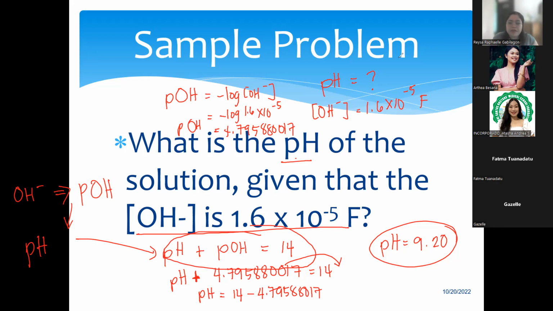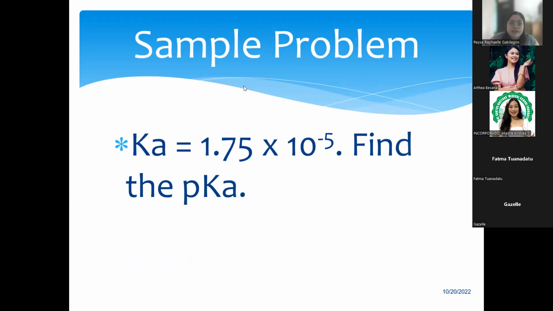What do I mean by the other way around? Kapag hydrogen ion concentration ang given tapos pOH ang hinahanap. So sige, let us have an example of that.